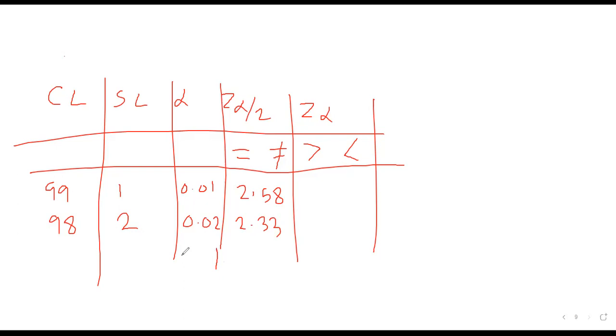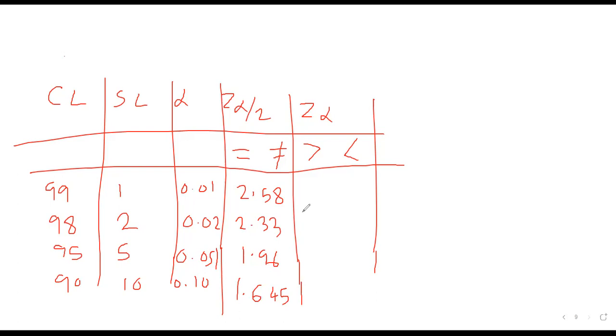Good. And here, 95%, we have 5, 0.05, and 1.96. And finally 90, we have 10, 0.1, and 1.645. Good. This is for a two-tailed test.